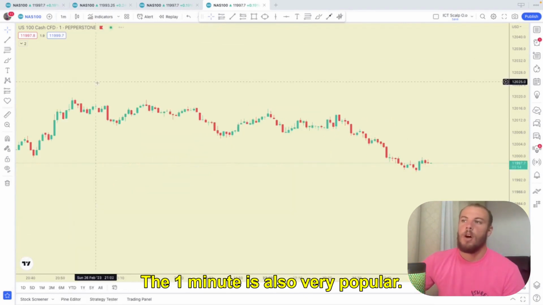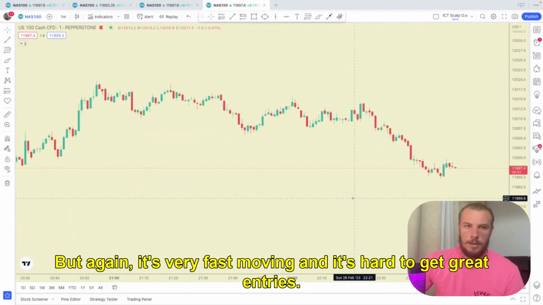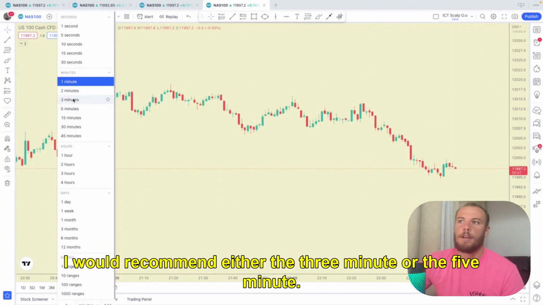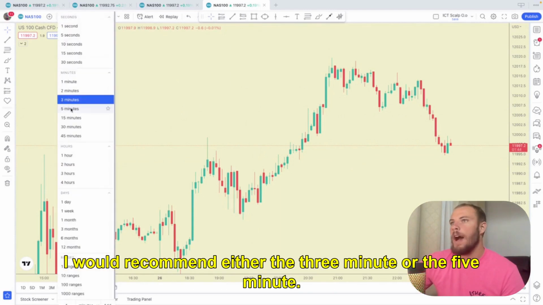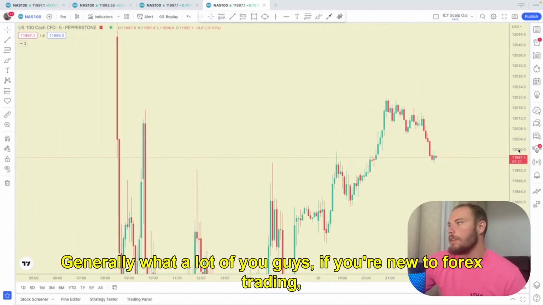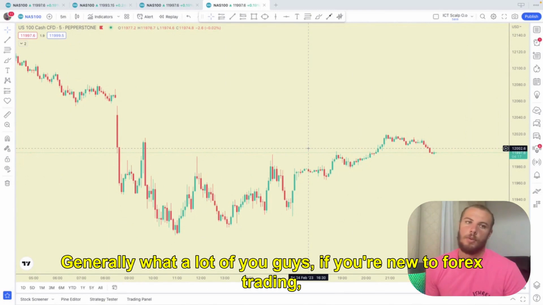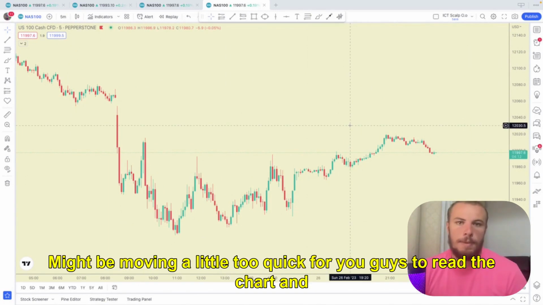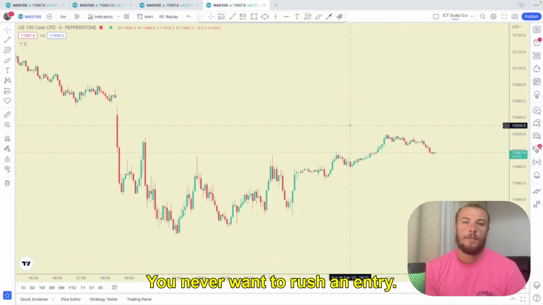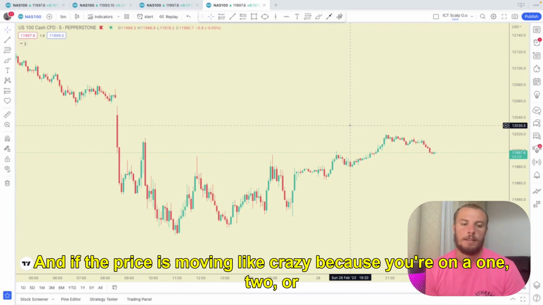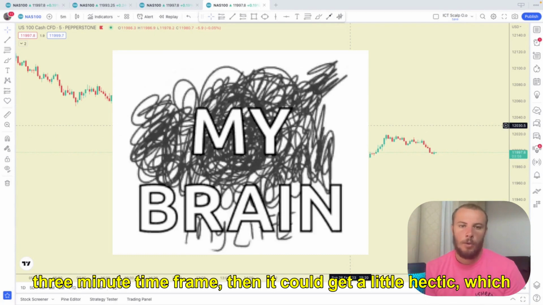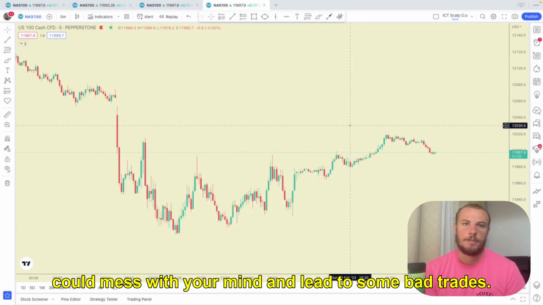That's my bread and butter, but it might be a little bit too fast for some people. The 1-minute is also very, very popular, but again, it's very fast moving and it's hard to get great entries. For a beginner, I would recommend either the 3-minute or the 5-minute. The 5-minute is generally what a lot of you guys, if you're new to Forex trading, should be looking at. Anything faster than the 5-minute might be moving a little too quick for you to read the chart and get in good positions. You never want to rush an entry, and if the price is moving like crazy because you're on a 1, 2, or 3-minute time frame, then it could get a little hectic, which could mess with your mind and lead to some bad trades.